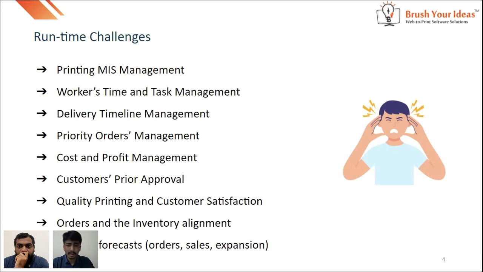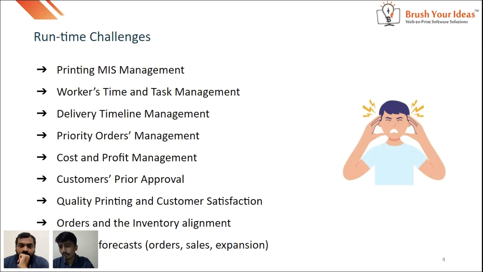Due to this traditional approach, you may also hamper the delivery timelines. Delivery timeline management would be difficult for you if the traditional approach is not very seamless. If you receive priority orders, it would be very difficult for you to manage. Let's say you have a big order and you need to complete it within a shorter period of time. Due to the traditional approach, you may not be able to achieve the timelines, and if you achieve them, you may lose the quality.